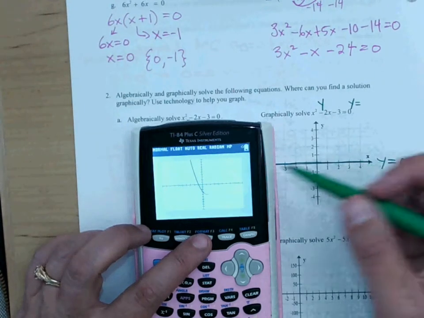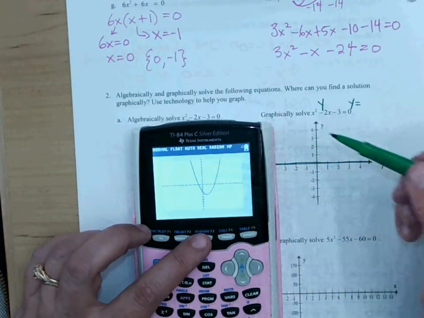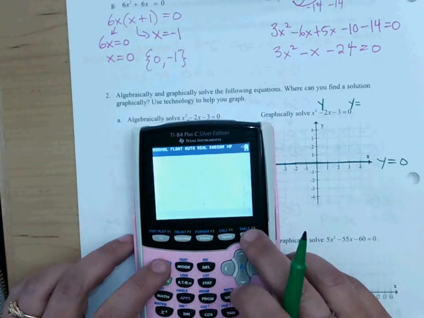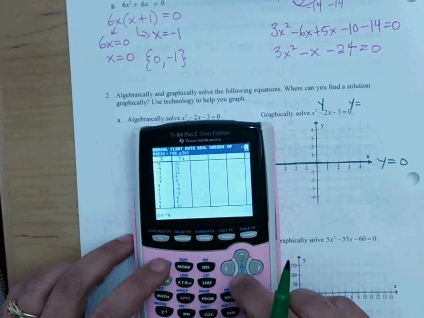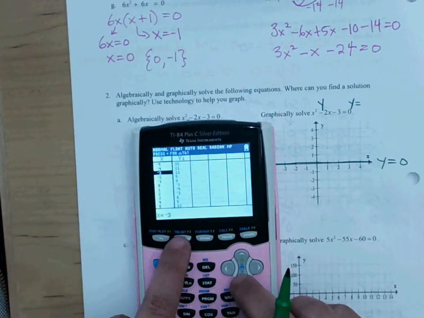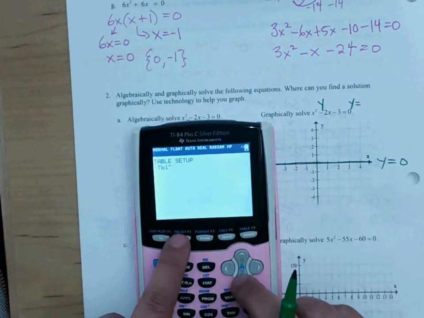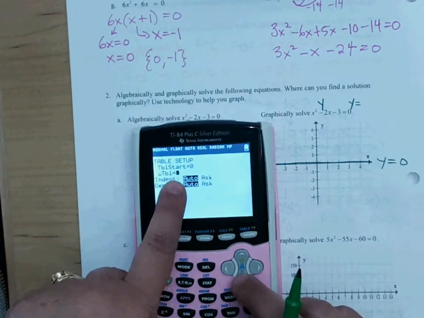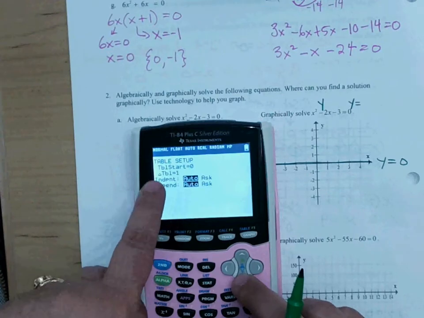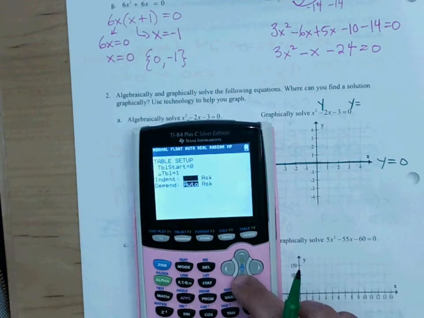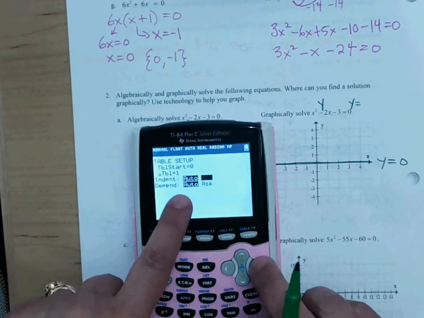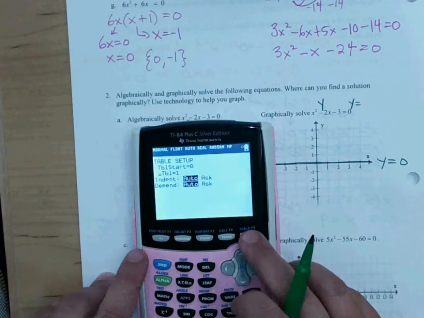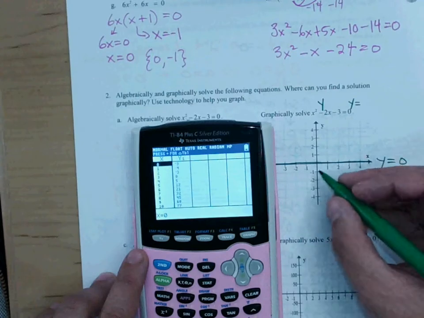Okay, but again, it's really hard to find what points to plot. So that's why we went to the table, second table. Now, if your table is somehow wonky, you can go to second table setup. I might want to start at zero. Table, triangle table means change in table. I want it to count by one. Make sure it's set to auto, because if you set it to ask, you're going to have to put in all those numbers. So we go second table, okay?